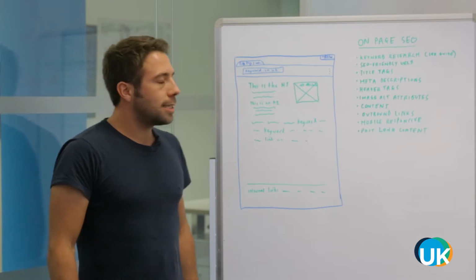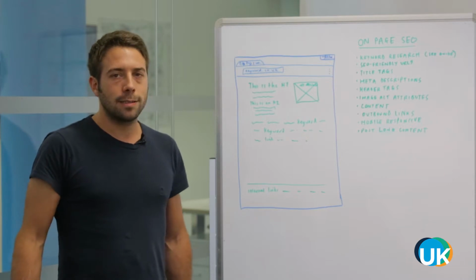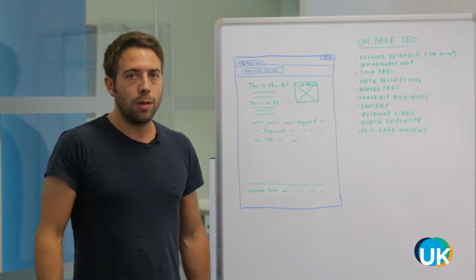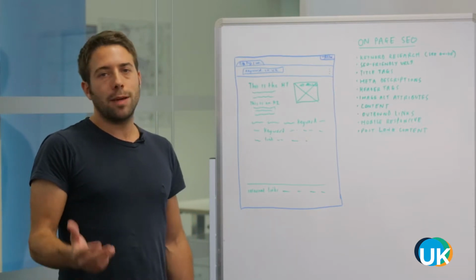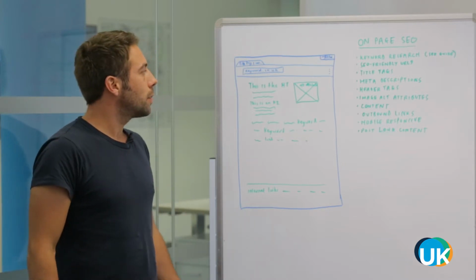The next thing is the meta descriptions. So while these don't actually affect search rankings, they do show up in the search results. So you want to make sure you're including relevant keywords in there as well. They often show up in bold when they match the user's search query as well.